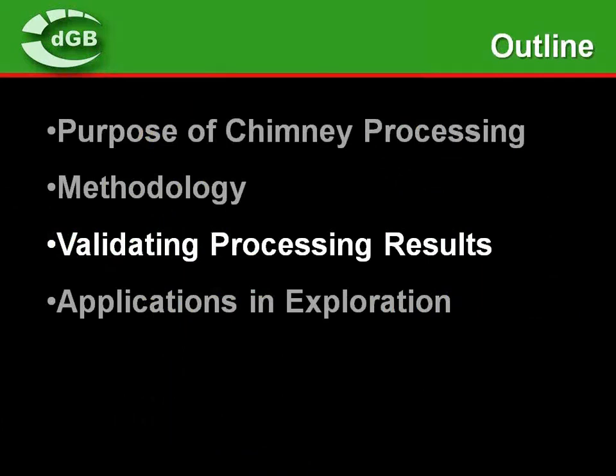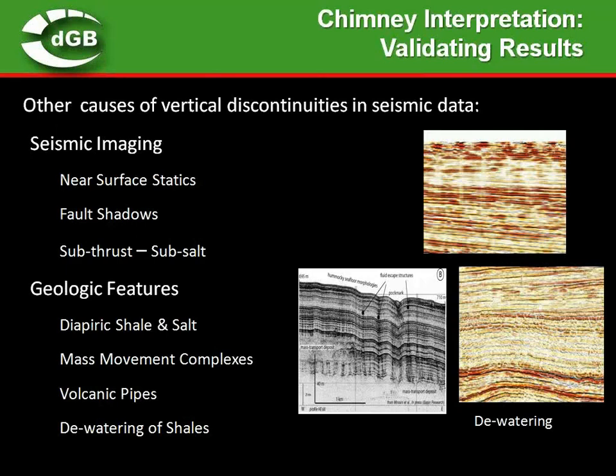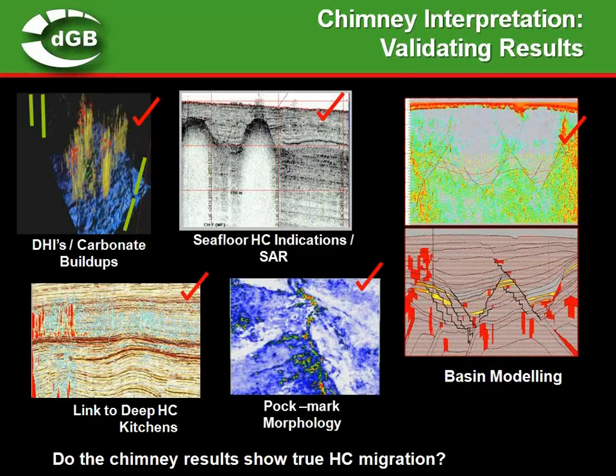One thing we see is that not all vertical discontinuities in seismic data really represent hydrocarbon migration. Thus, we need to validate the processing results. There are a number of other causes of vertical discontinuities in seismic data, some related to seismic imaging and some related to geologic features, which can be confused with gas chimneys. So we have a set of criteria which we can then use to assign a reliability to the chimney results.